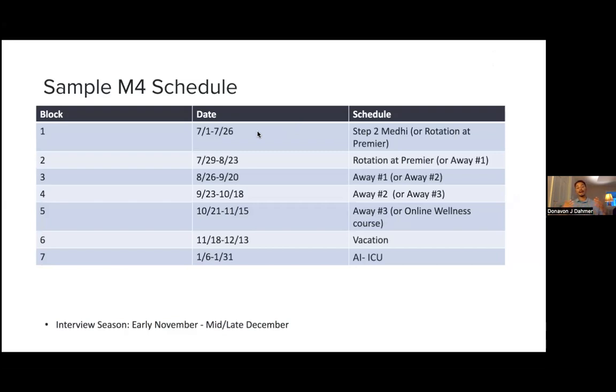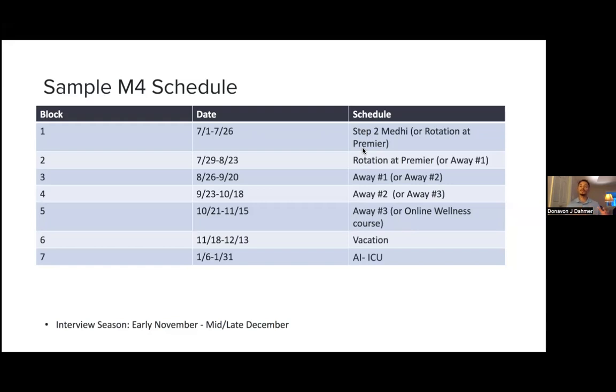But the way I set up my M4 schedule is, I took a Step 2 course that my school offered in July. And then I did a rotation at a private ophthalmologist just to kind of prep me for my aways. I already had a letter of rec, so I didn't have to do an away early. But if you don't have a letter of rec, you may want to consider doing a rotation in one of these earlier spots so you can get a letter of rec.